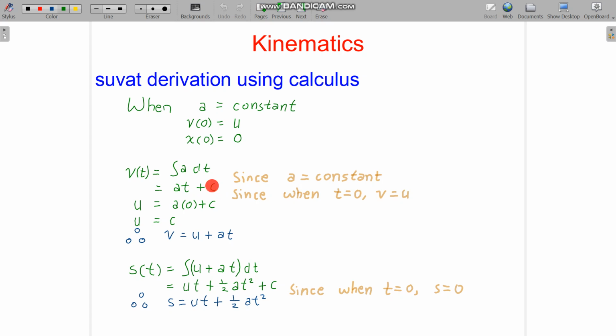So from here we just replace the c with u. We get v equals u plus at. And s is the integral of the velocity. So the integral of u plus at is ut plus 1/2 at squared plus c. But when the time is 0, the x is 0. So this means the x, or the s, is actually just like s here. So the displacement is just ut plus 1/2 at squared.